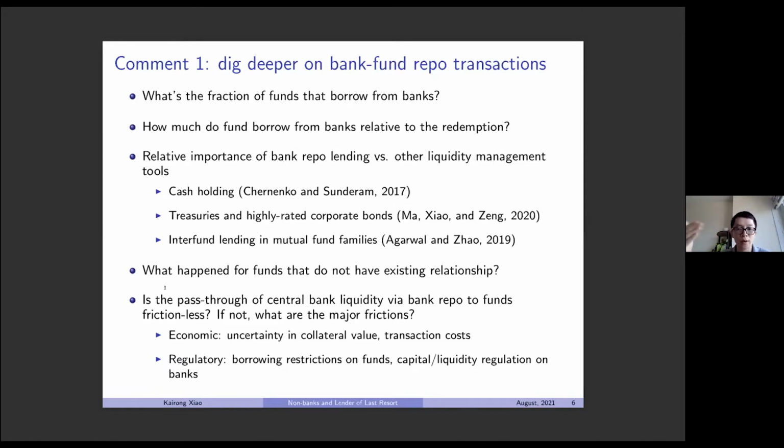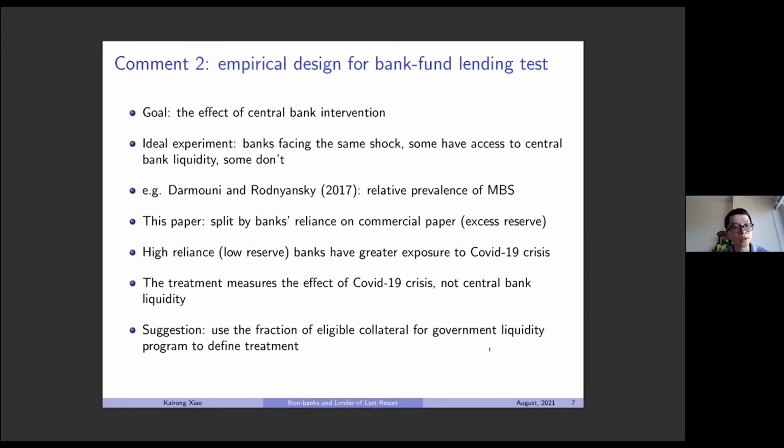They cannot borrow more than a third of the asset value. Is that constraint a meaningful one? And for banks, they have capital and liquidity regulation. So would that constrain banks' supply of liquidity to mutual funds? So that's my first point.